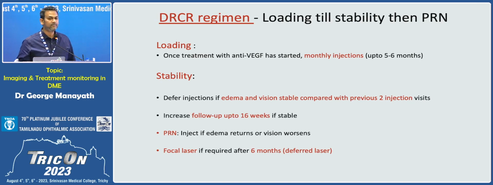Then we stop the injections and monitor the patients monthly, and extend the monitoring to once in 4 months, and only restart the injections in the same fashion as we started first, on a PRN basis, if there is a recurrence of edema. In the DRCR regime, we do defer the focal laser treatment for the first 6 months.